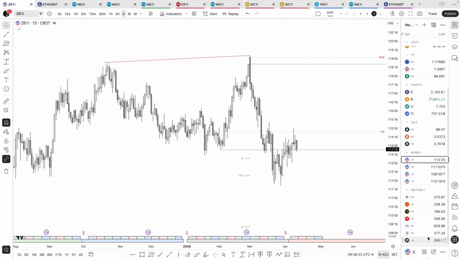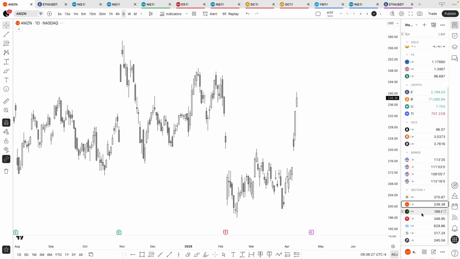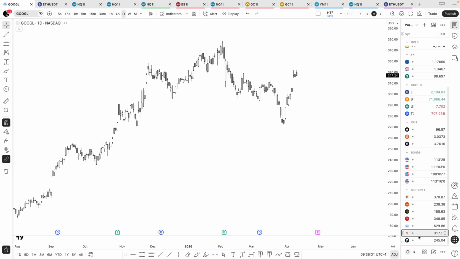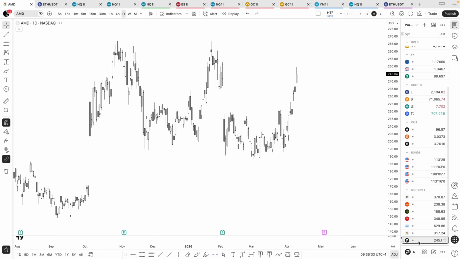And then you have stocks right here. In relation to the stocks that I look at, it would be Microsoft, Amazon, Nvidia, Tesla, Meta, Google, and lastly AMD.